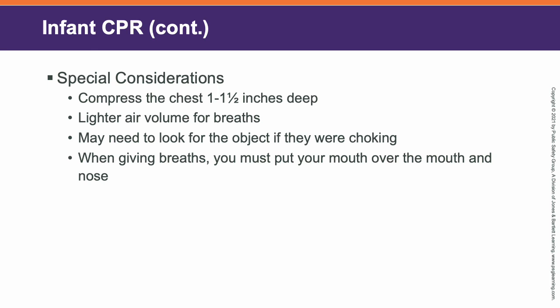Again, you're going to use a lower air volume for your breaths because we don't want to pop a lung. If they're choking, which is most likely the case, we're going to need to look for the object while we're doing CPR. If we can see the object in their mouth while we're doing CPR, we can do a finger sweep, so stick our finger in and pull the object out. And then again, when you are giving breaths, you put your mouth over their mouth and their nose because your mouth is so big, you're not going to be able to get it on just their mouth.